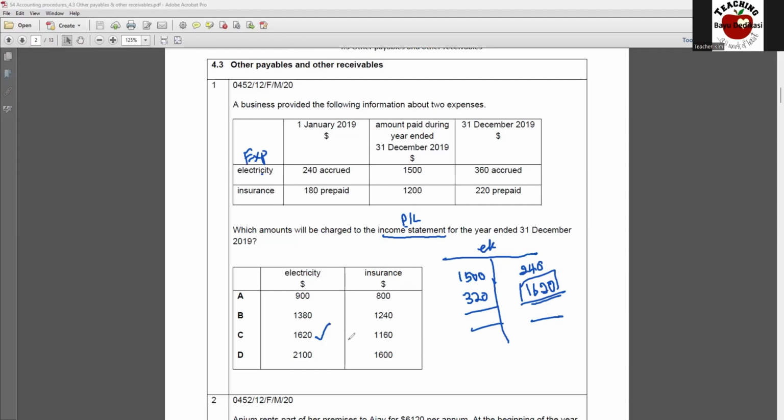Okay. Now come to the insurance. Insurance also expenses. Open the simple T account. Prepaid is an asset. Balance BD in the debit side. Amount paid in the debit side. This is for the insurance. Prepaid end of the year, balance CD in the credit side. So the difference, same thing. Take the total debit minus the credit, then you will get the 1160. So this is the amount. So the answer is C.